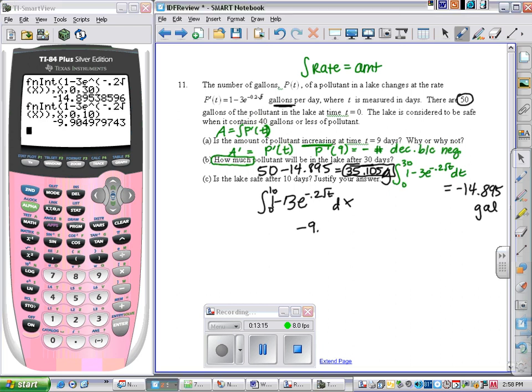negative 9.905. So we started with 50. If we take 50 minus this, we get 40.095, and that's greater than 40, and it says it has to have 40 gallons or less, so no, it's not safe.